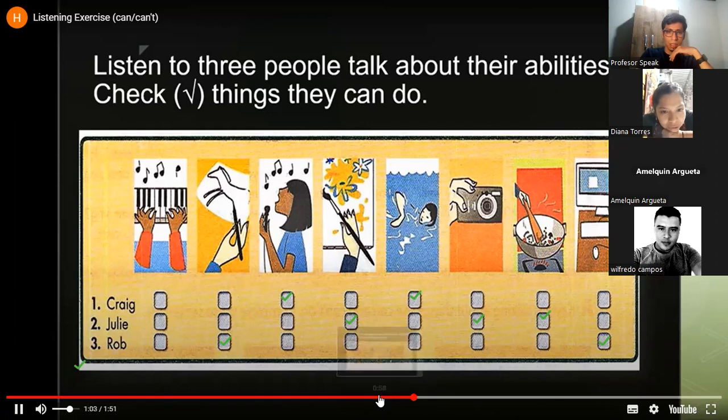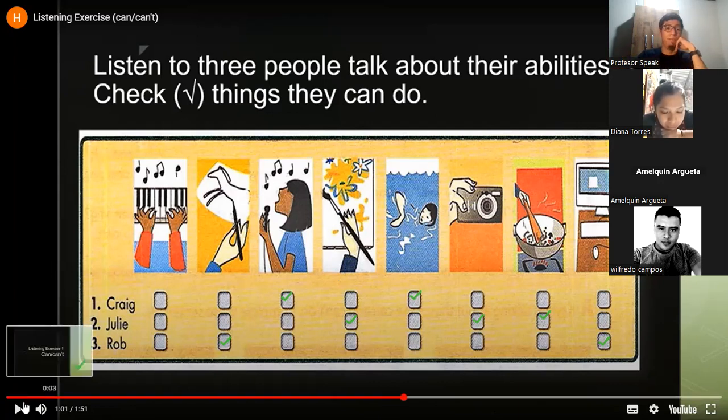And I can play the piano well. I often go swimming on the weekends. On the weekends. Okay, very good. I often go swimming on the weekends. Yo muy frecuentemente voy a nadar los fines de semana. Fines de semana. Very good.